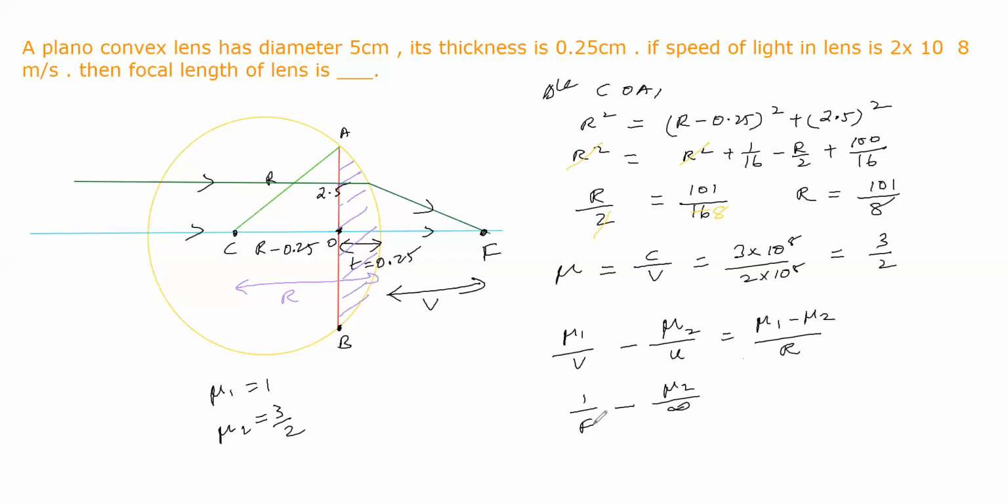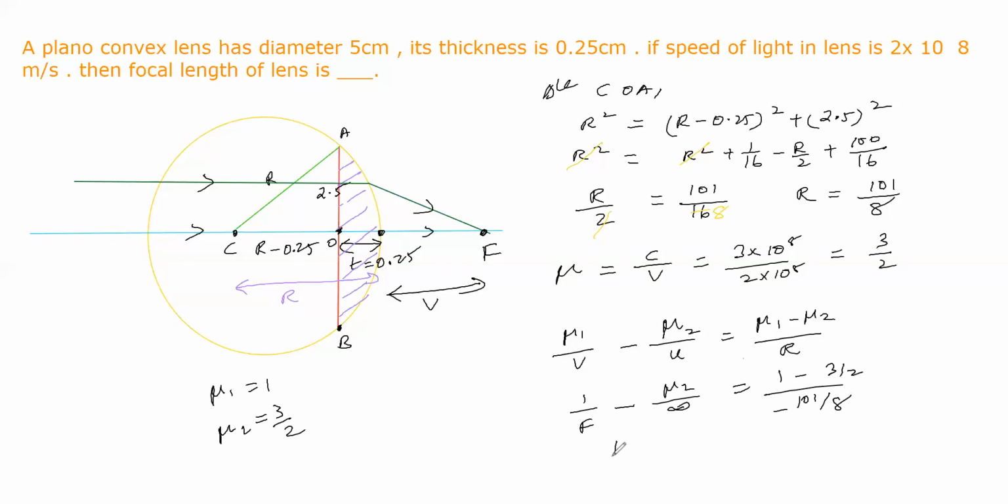Now we are going to substitute the mu1 and mu2 values also. Mu1 is 1 minus mu2 is 3/2, and the radius of curvature we found here is 101/8. The radius of curvature is negative, because the center of the pole is here, and this radius of curvature we are measuring opposite to the principal axis. According to the sign convention, if the distance is measured opposite to the incident ray, it should be taken as negative, so we have taken it as minus.